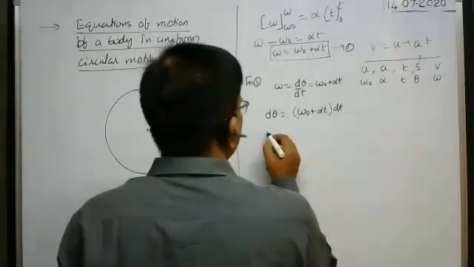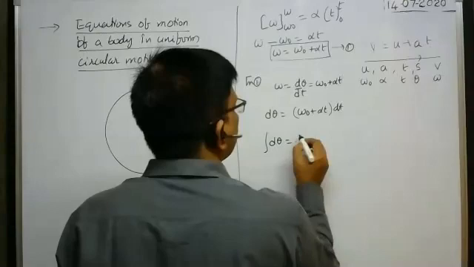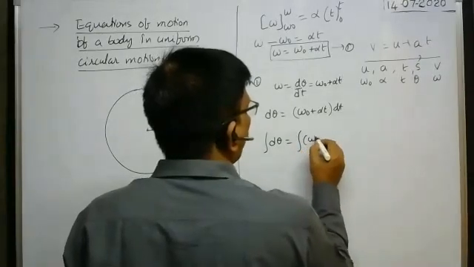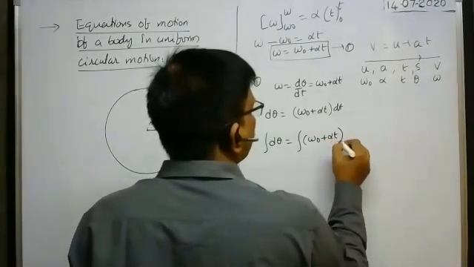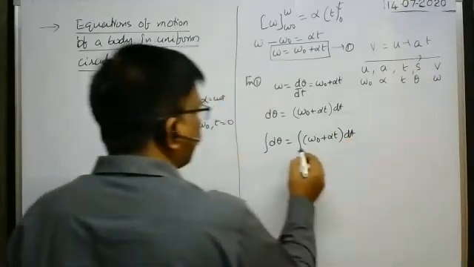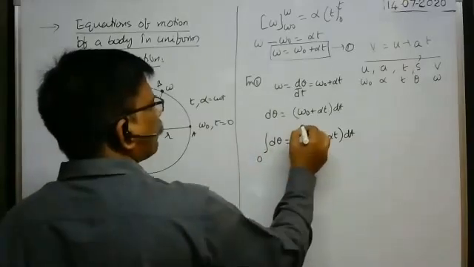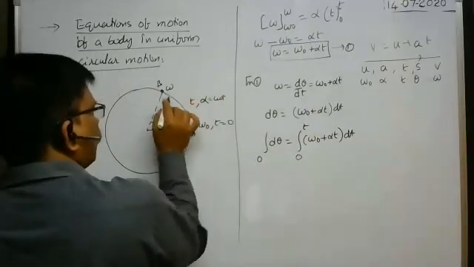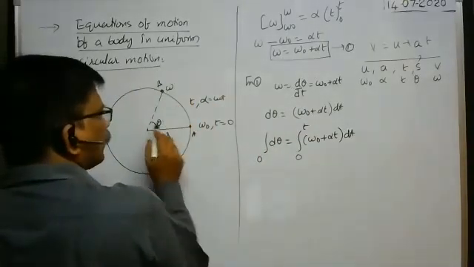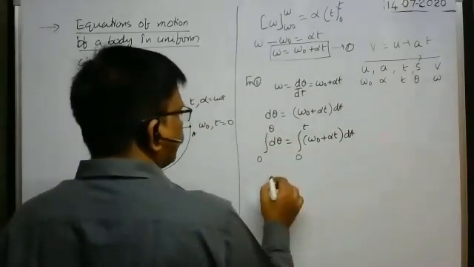So we have to do integration. So integral of d theta is equal to integral of omega naught plus alpha t into dt. At time t equal to 0, the body lies here, so no angular displacement. After t seconds, the body reaches the point here, so the angular displacement is theta. Integral d theta means theta only.